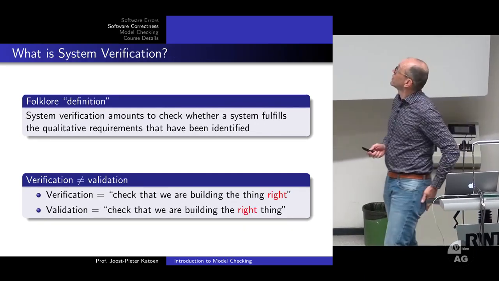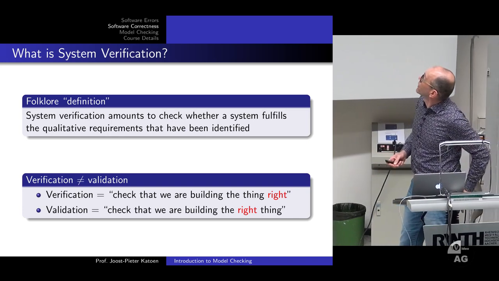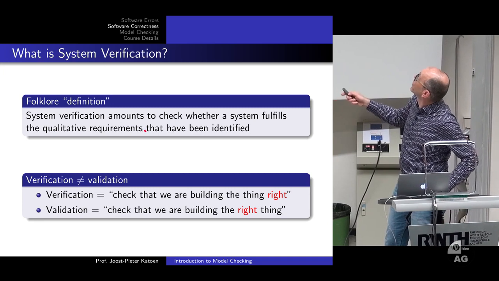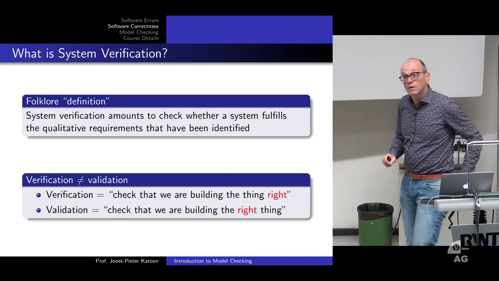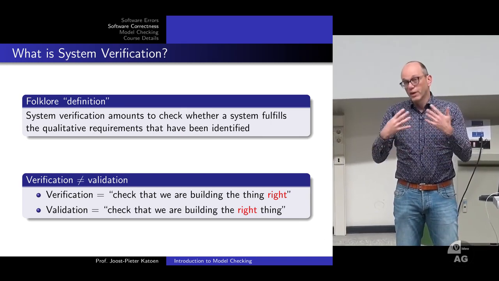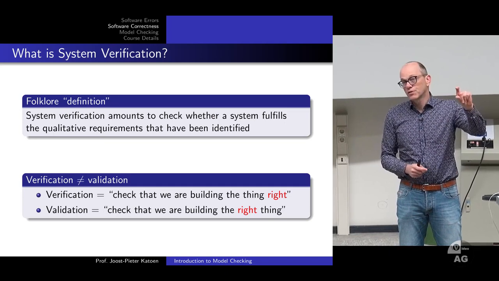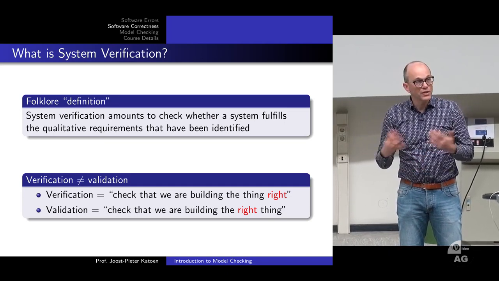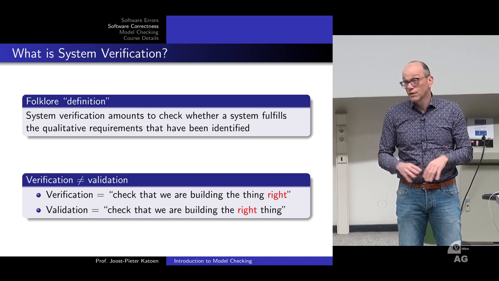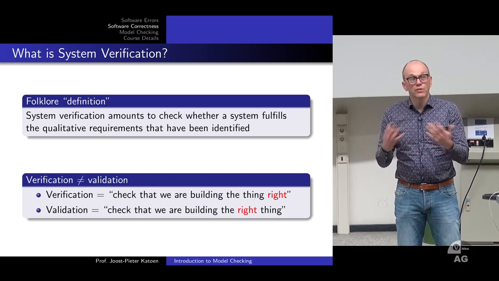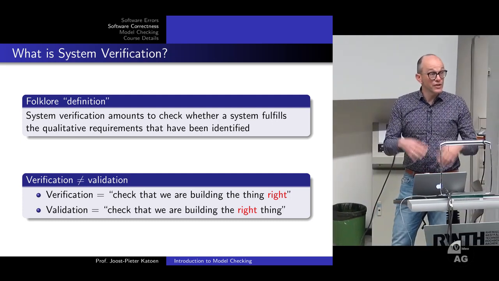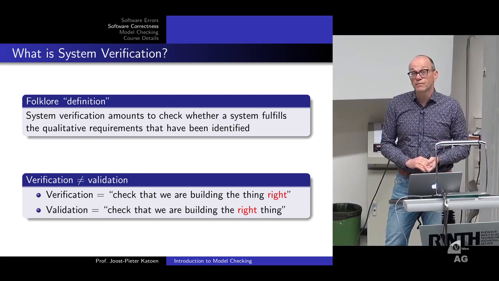So what is system verification? Here is a folklore definition. What you would like to do is check whether a system fulfills the requirements that have been identified. Typically, engineers write requirements. These are typically thick documents where the requirements are written down in some natural language. Don't mention logics there, it's just natural language. And then based on these requirement documents, typically documents of 100 pages or more, they start building the system.